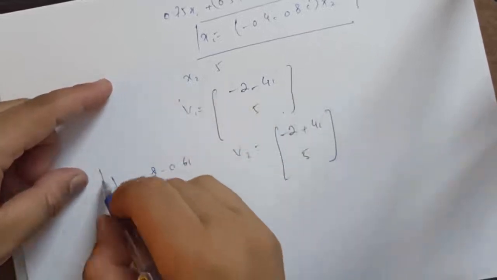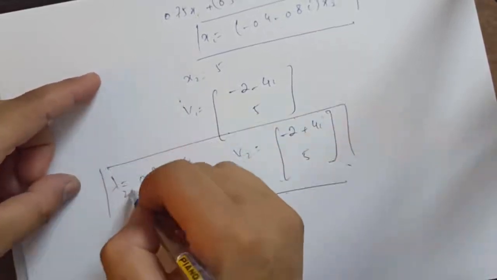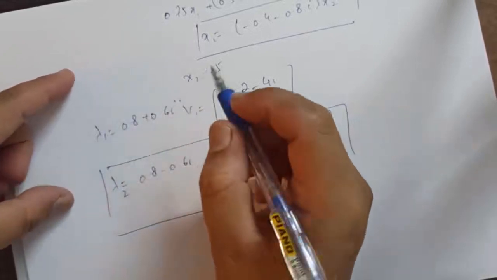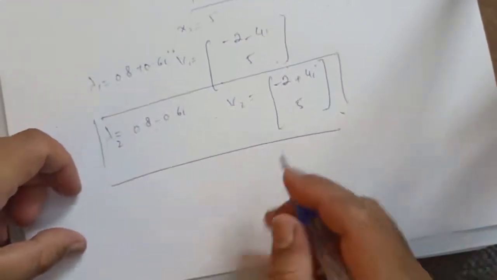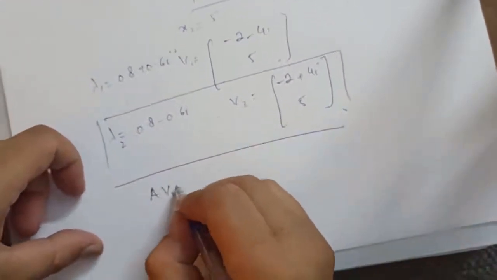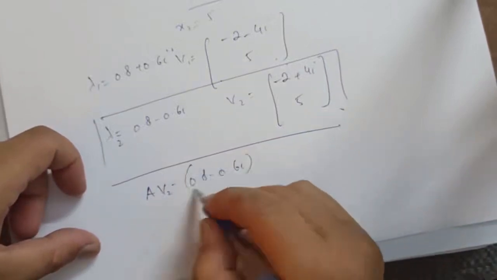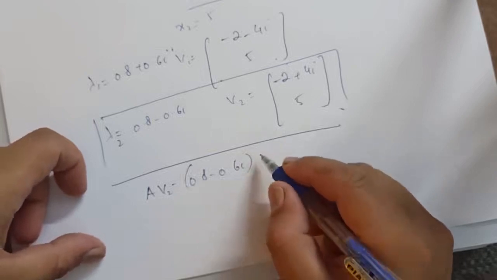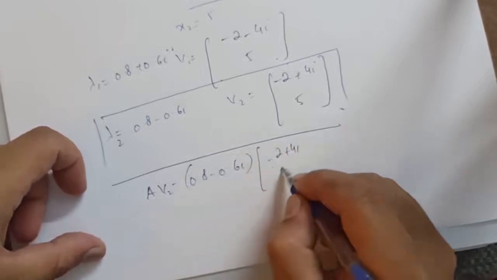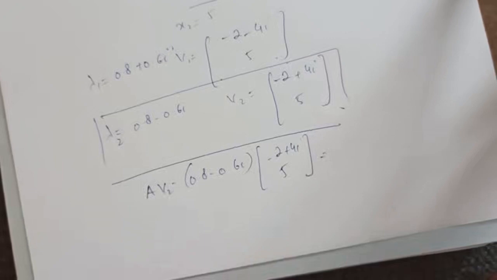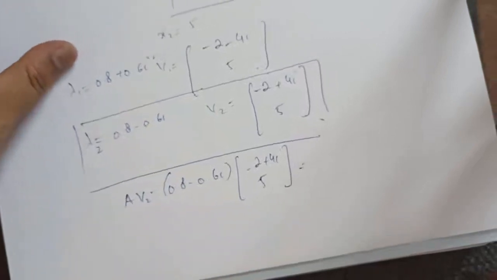Okay, and we can easily show that, right, by simply putting Av2 equal to 0.8 minus 0.6 iota times v2, right? So that will be minus 2 plus 4 iota and 5. Okay, so when you substitute it over here, you will see that you have exactly the same thing over here as you get from Av2.